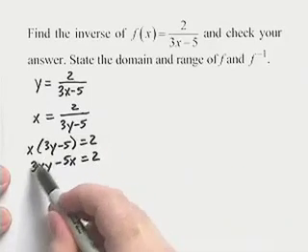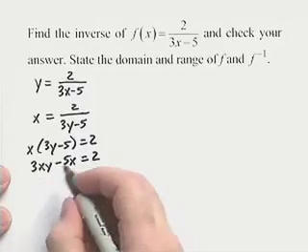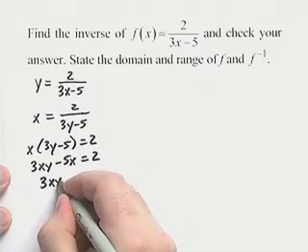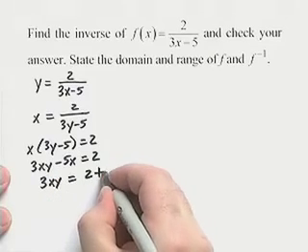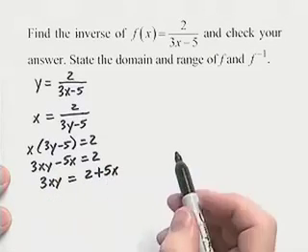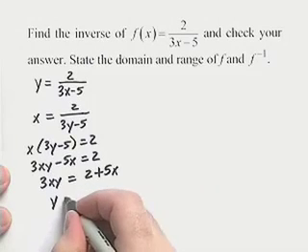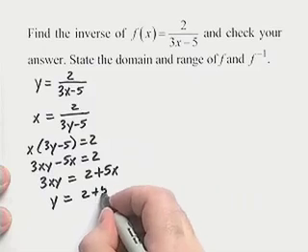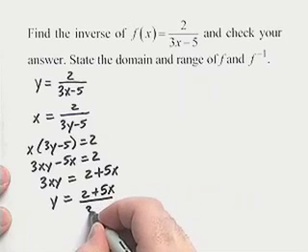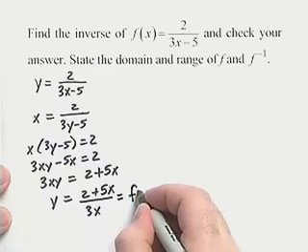We want to isolate the term involving the y, so we'll add 5x to both sides. 3xy is equal to 2 plus 5x. We want to get the y by itself, so we're going to divide both sides by 3x. And so y is equal to (2 plus 5x) divided by 3x. And that's our inverse.